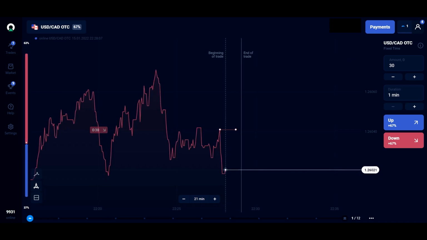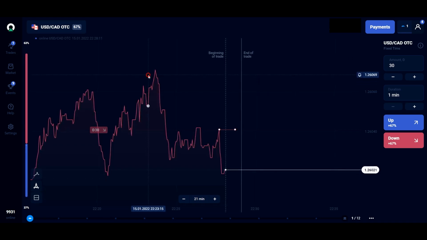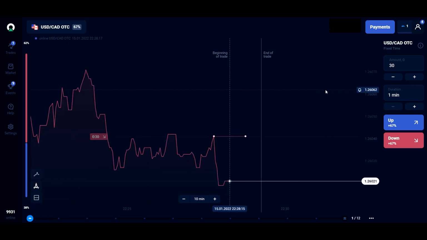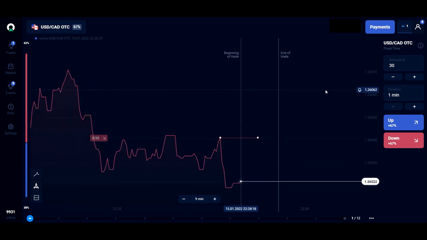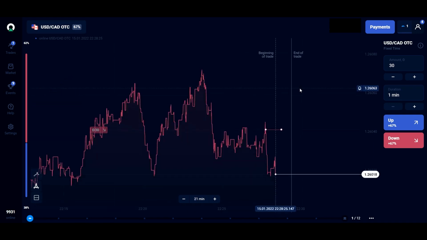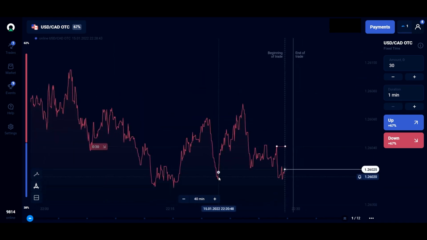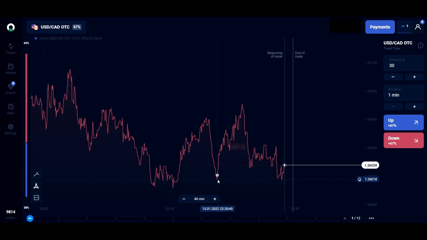This is exactly how our method works, identifying key reversal zones and reacting at the right time. But always remember, just because we've won a few trades doesn't mean we should trade carelessly. Stick to the plan, follow the rules, and most importantly, stay patient and focused. Let's see how this one turns out. We've won this trade too.